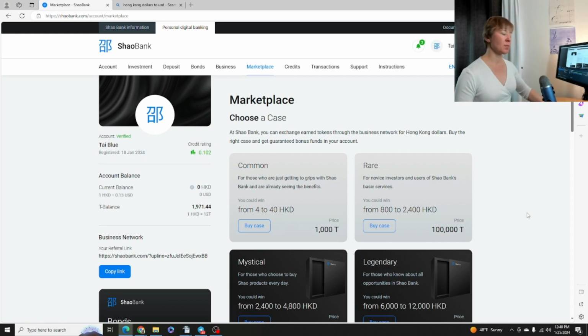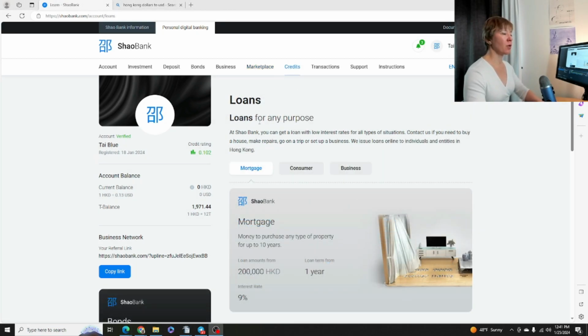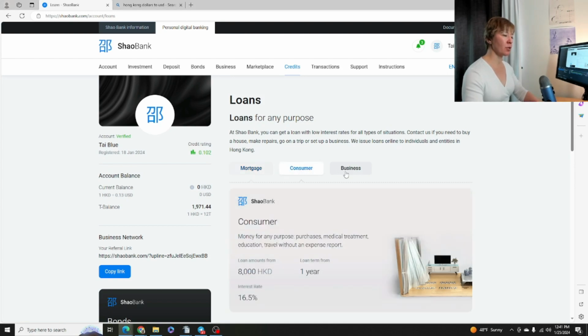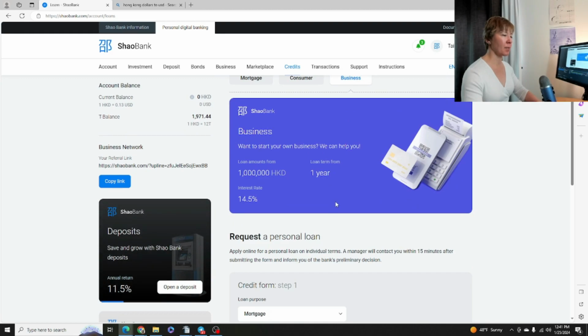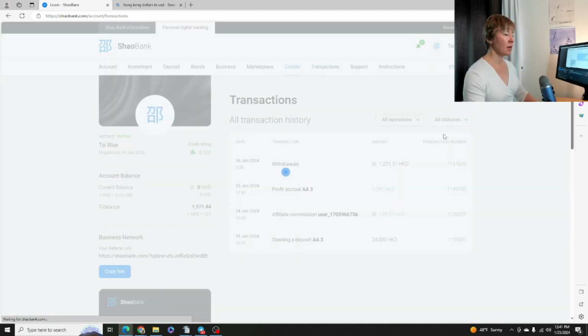If you're not a team builder in this space, there's good money to be made in this space with some good strategies and stuff like that. Then we have the credits page for loans of any purpose. You have the mortgage, the consumer loan, the business loan here, and stuff like that. I'm not going to go over those credits once again.